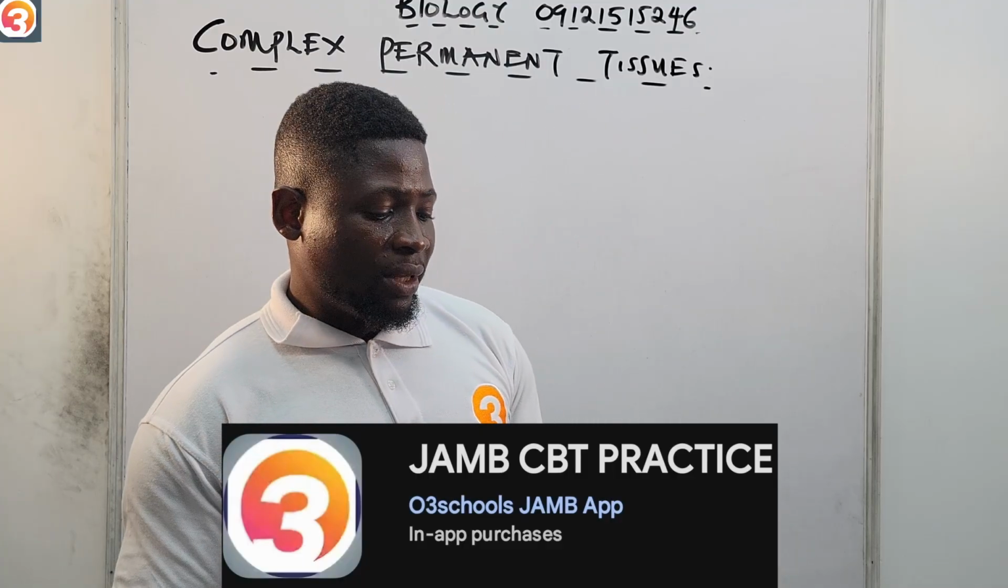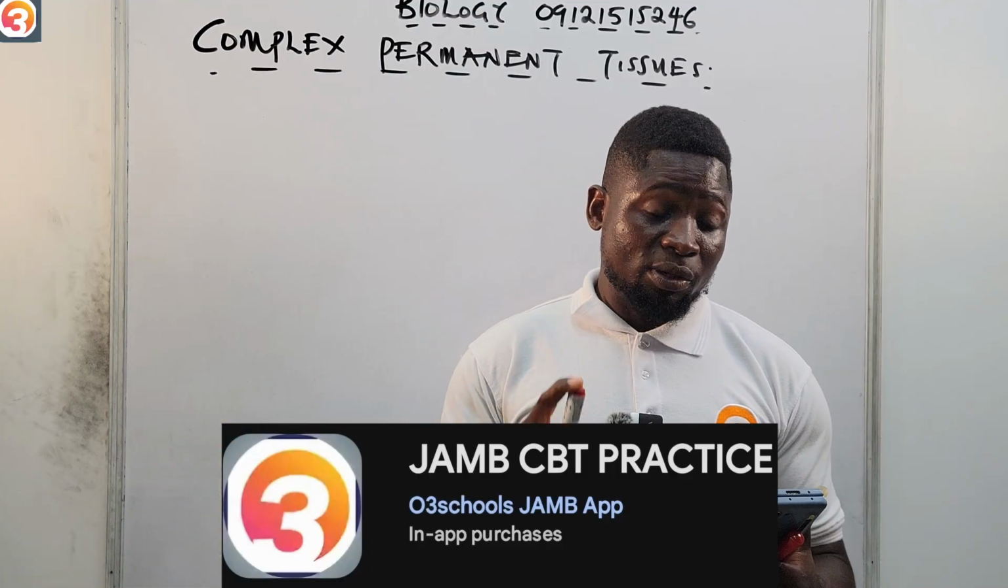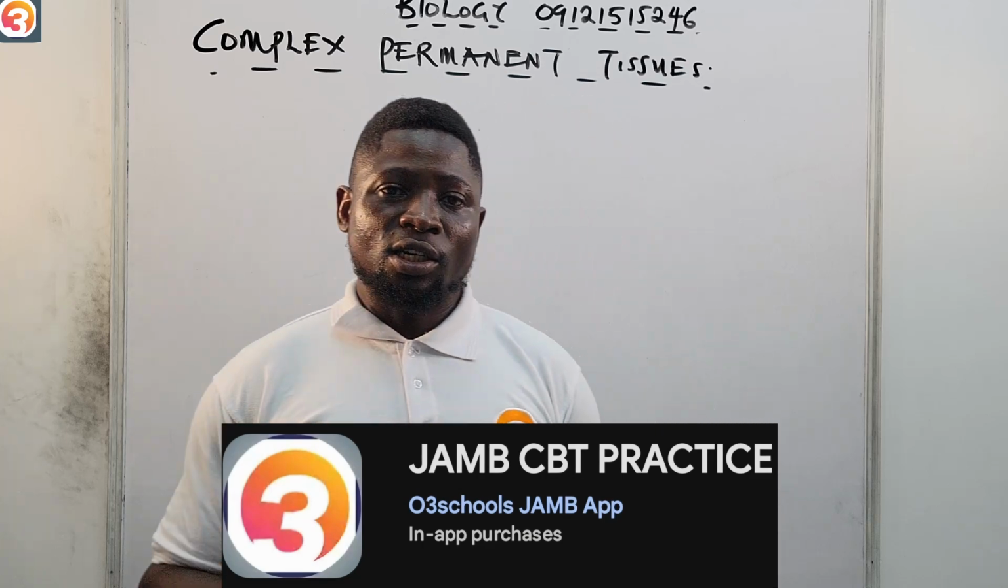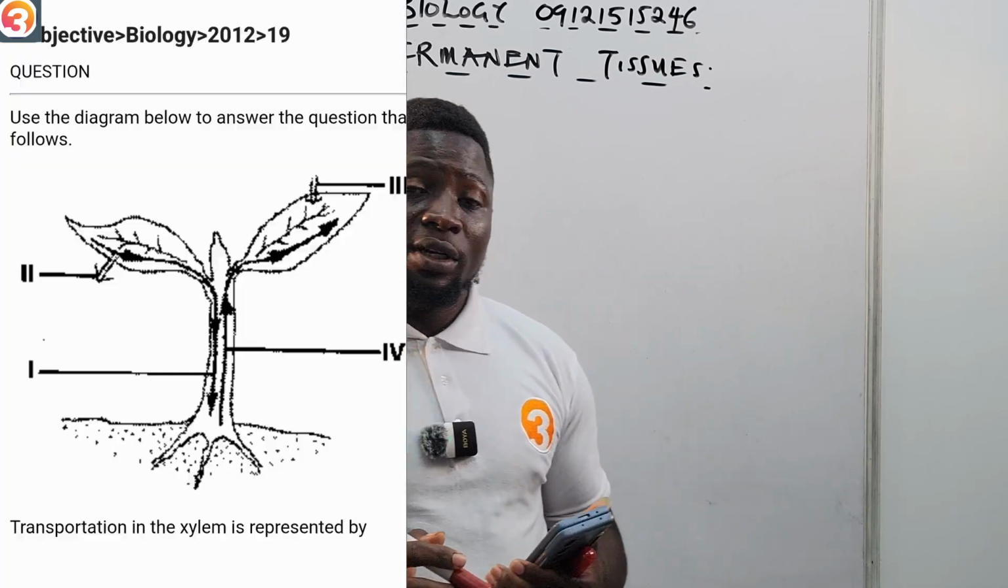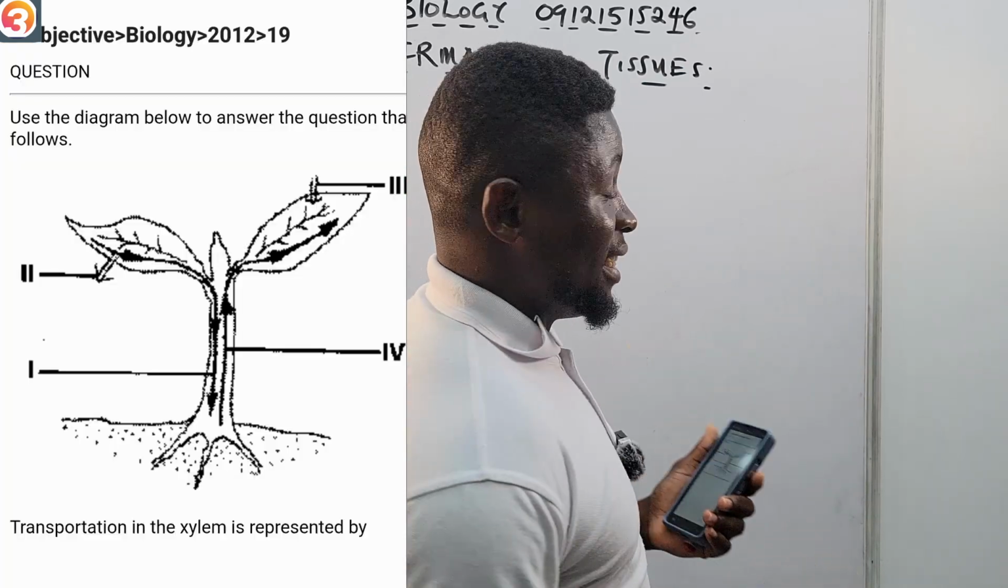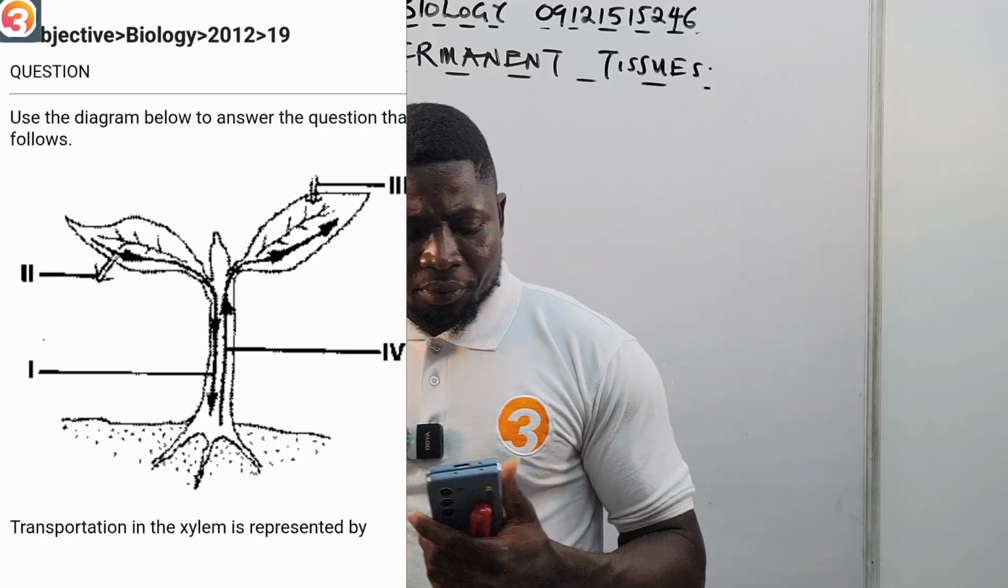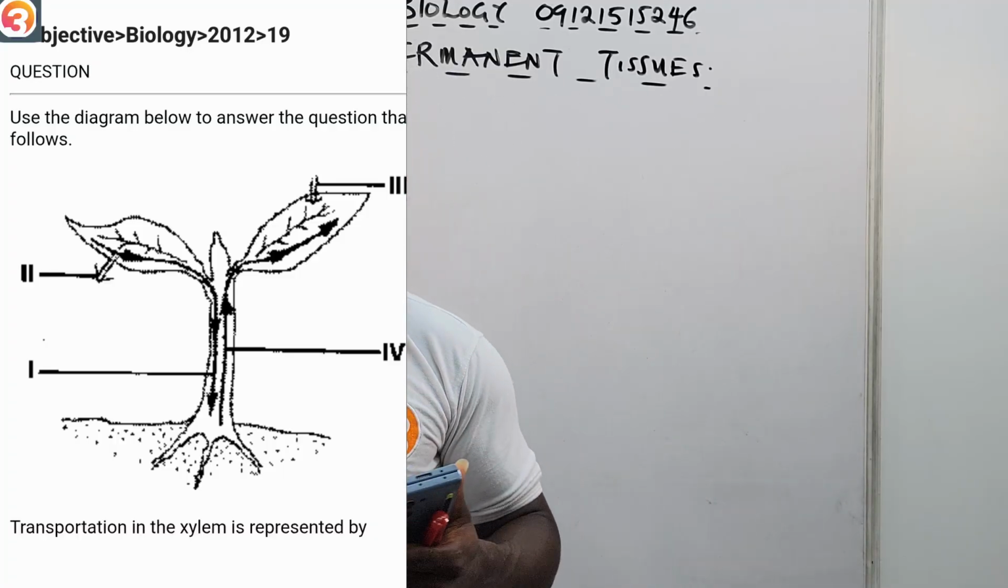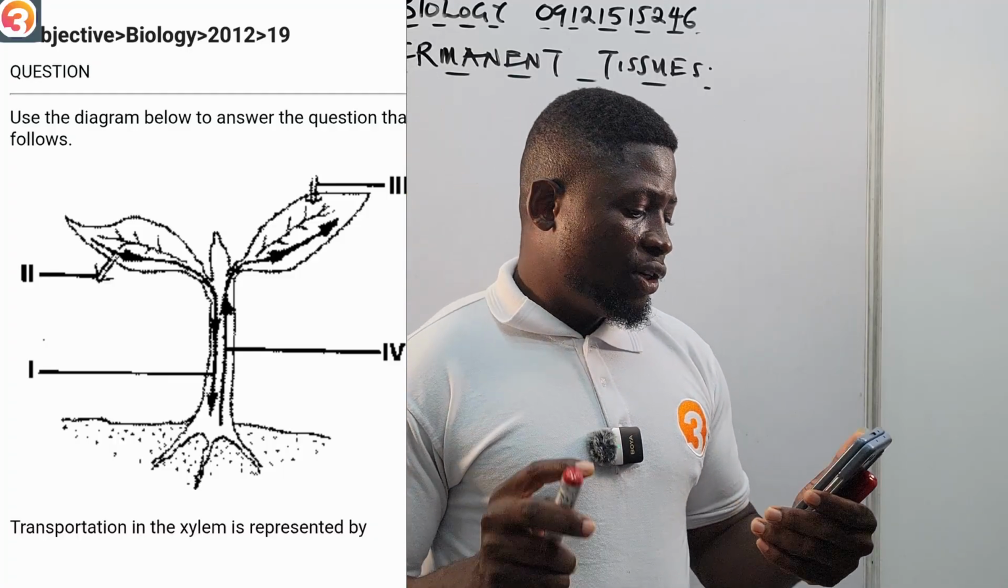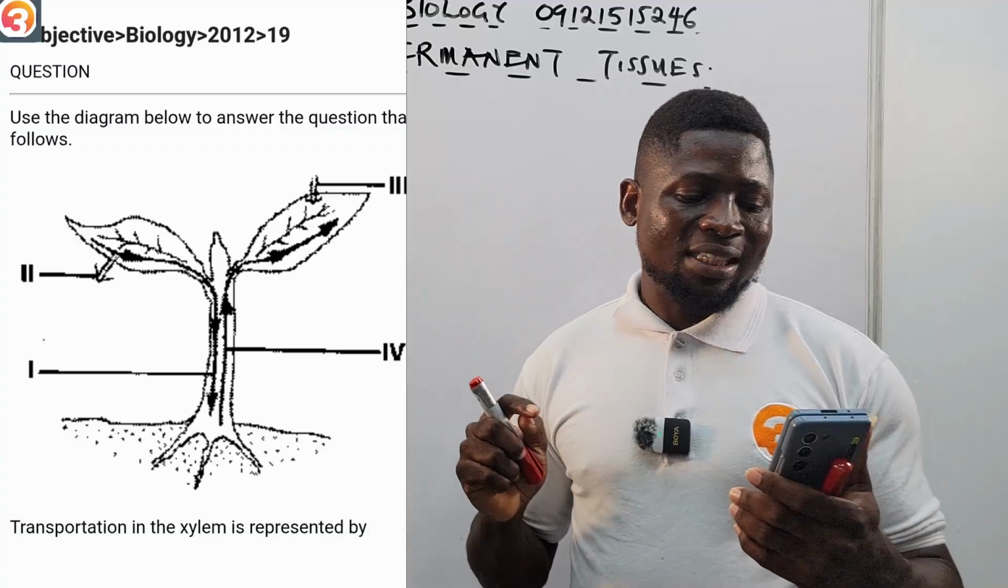Let's quickly see a past question from the JAMB app. It's a 2012 question number 19, pertaining to complex permanent tissues. It says, use the diagram below. It is being shown on your screen right now. Use the diagram below to answer the question that follows.